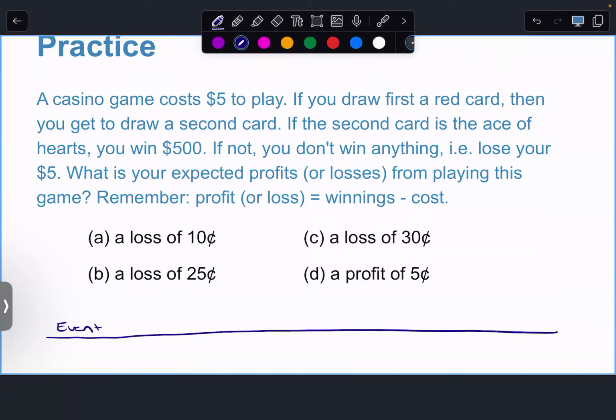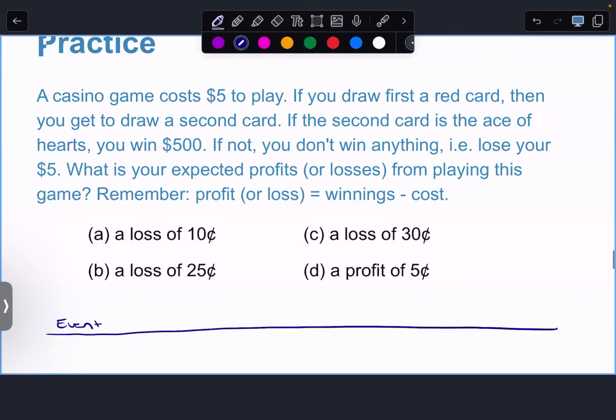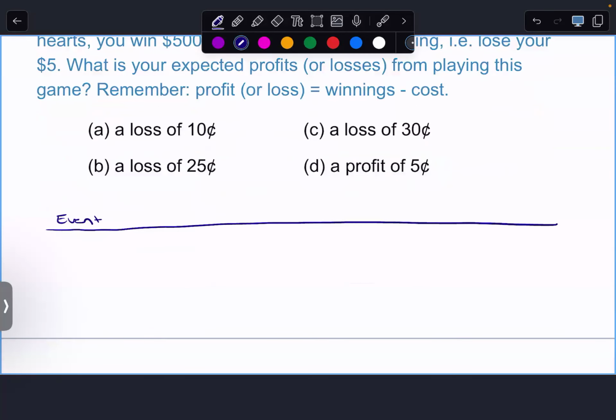There's really only one way to win, right? First, you have to draw a red card. Then the second card has to be the ace of hearts, right? Otherwise, you don't win anything. So there's really only two possible events that can happen. The one we're most interested in is first a red card, then the ace of hearts.